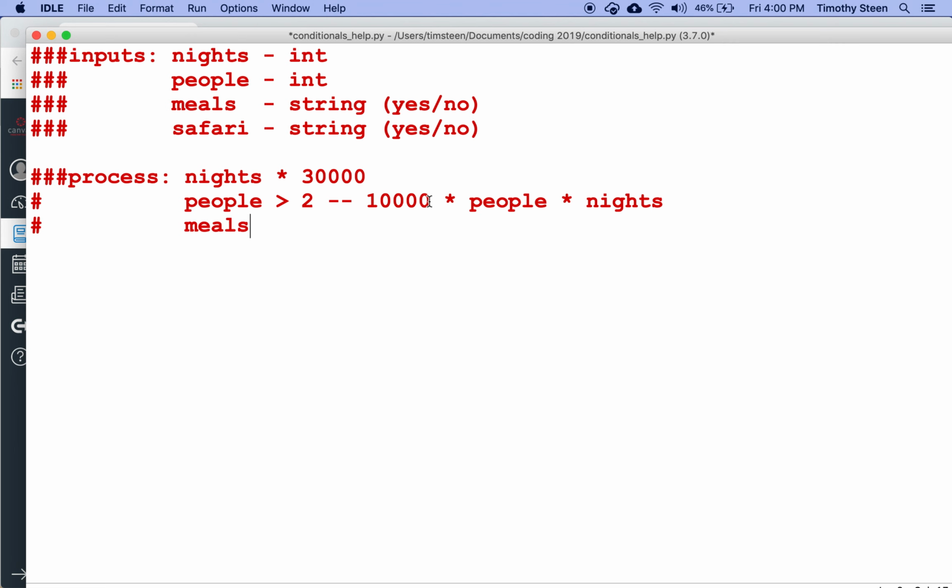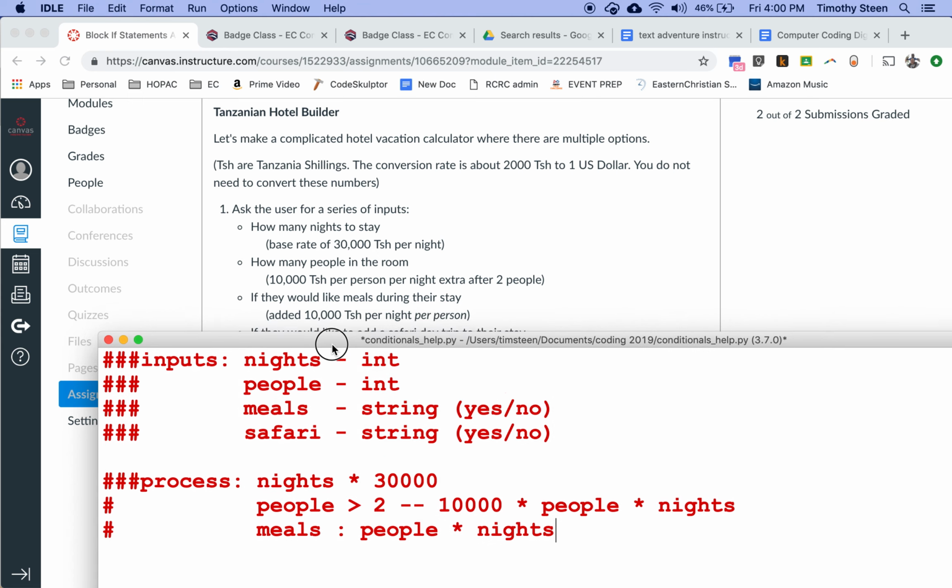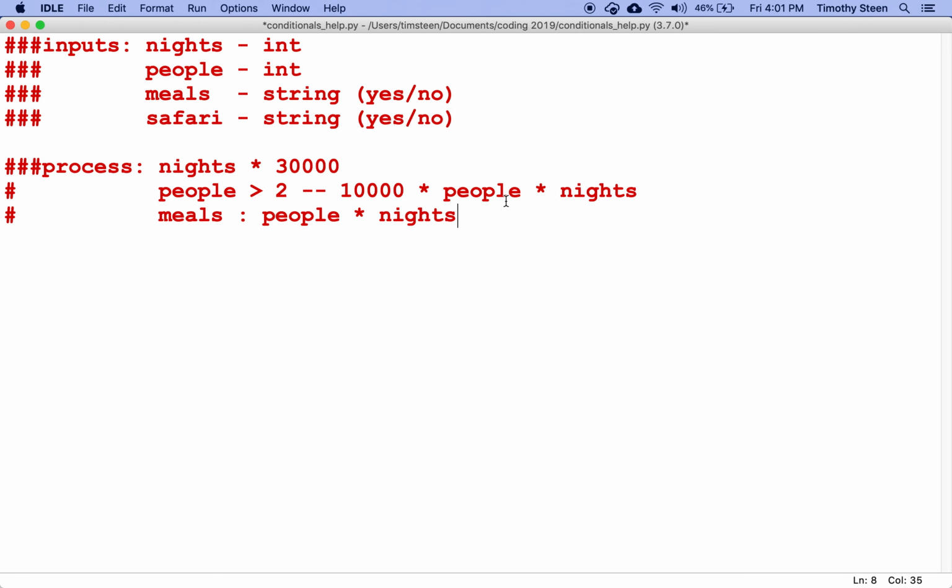The meals, they're going to say yes or no. If they say no, then nothing happens. If they say yes, then the meals are going to be the number of people times the number of nights, because everybody has to eat every day, and the meal plan was 10,000 shillings. It'd be expensive if it was $10,000. So that would be how much the meals are. And then we have the safari, and that's the same idea, except it's even easier. It doesn't matter how many nights because there's only one safari. So it's people times the price of the safari. And so there you go.